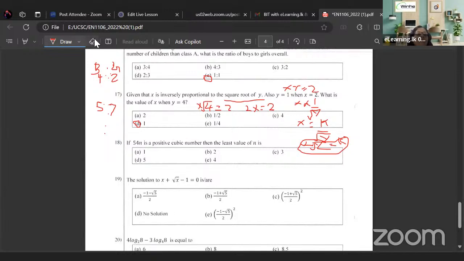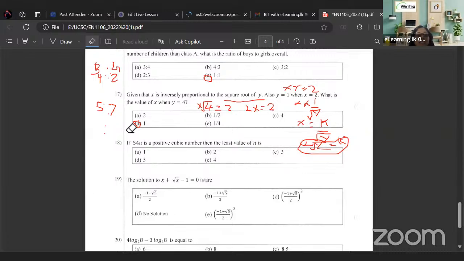The answer is D. Therefore, the answer is D. The value we have got is 1, and that answer is given in choice D. Then we will move on to question number 18.